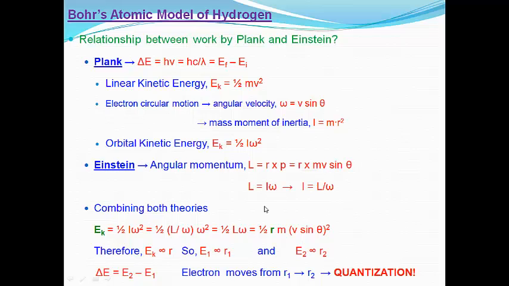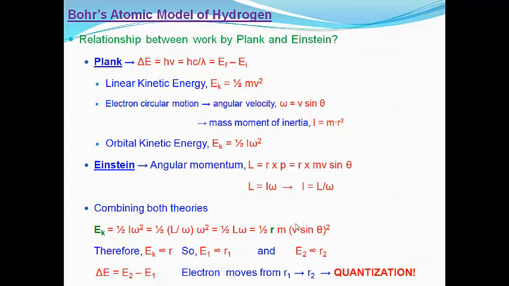And so if we combine both theories, Ek is equal to half I omega squared, we can now incorporate the angular momentum into the equation, and expand it, and it turns out that Ek is equal to half rmv sine theta squared. And this is telling us that when we have a particular orbit, which is associated with a particular radius from the nucleus, then there's a particular energy value. In other words, the energy is directly related to the distance r from the nucleus, or the radius of the orbit.